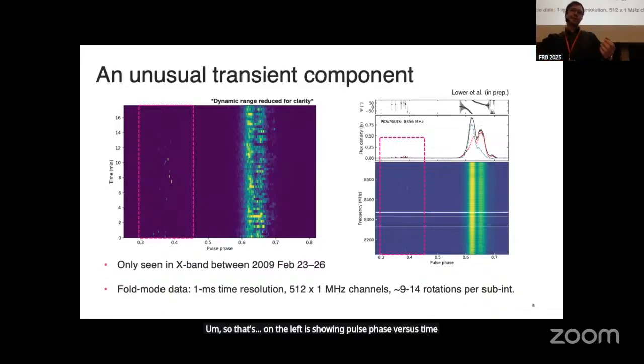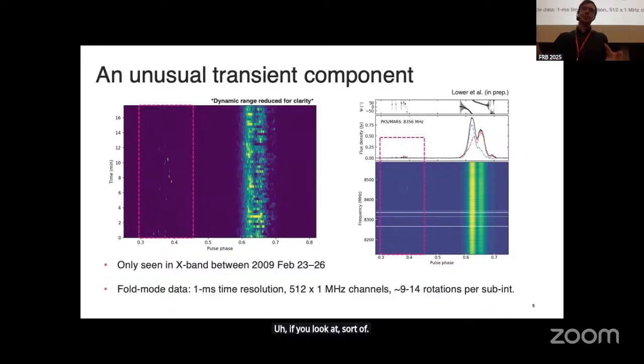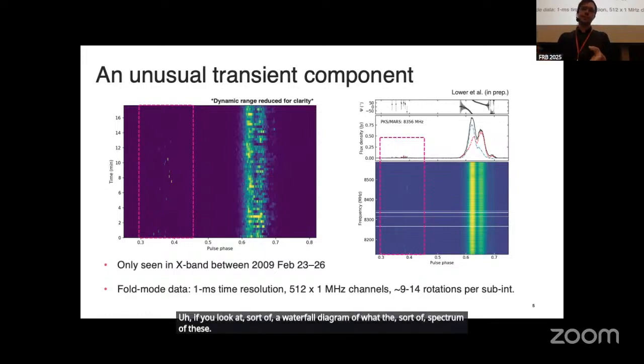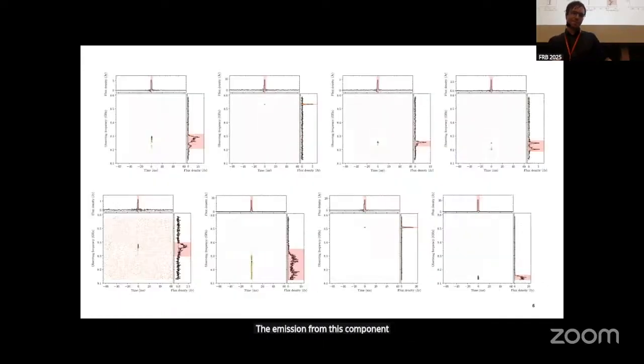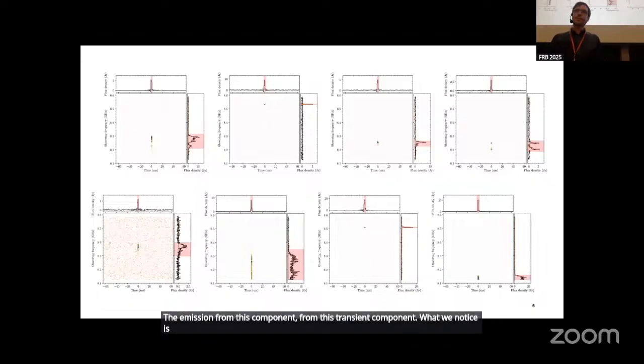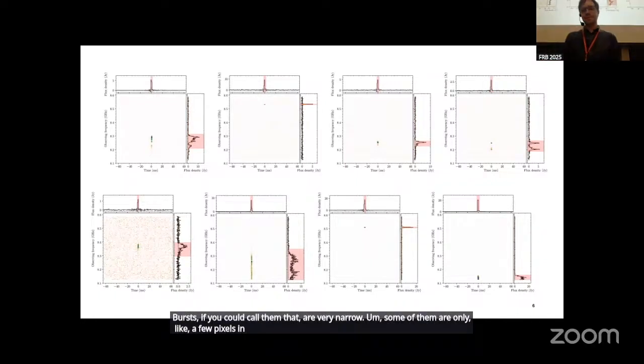on the left, which shows pulse phase versus time. You can see regular magnetar emission and then this intermittent component. If you look at a waterfall diagram of the spectrum of this transient component and the more regular emission on the right, again you can see broadband emission for the magnetar, pretty normal, but the transient component, if you squint, has some interesting looking features. If we look at the individual subintegrations containing emission from this transient component, we notice that almost all of the bursts, if you could call them that, are very narrow band. Some of them are only a few pixels in these pictures.